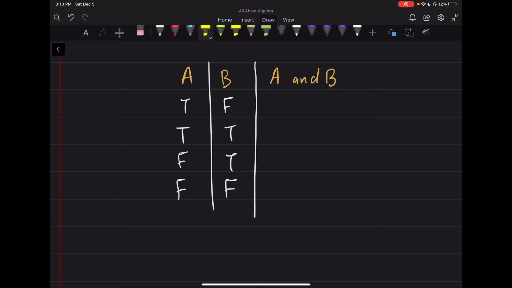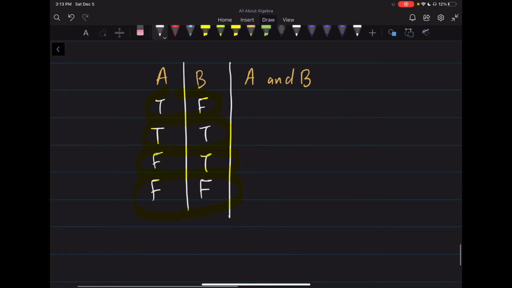So here are the different cases. We know that if A is true, B could be false. If A is true, B could be true. If A is false, then B could be true. And if A is false, then B could be false. These are 4 possible combinations for it.